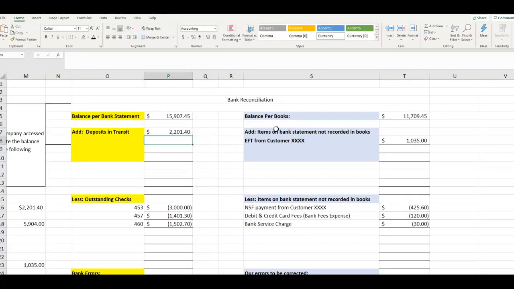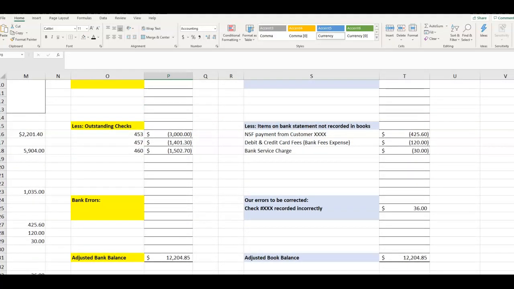2,201.40. That makes sense. Now let's try it. 12,204.85. I'm sure you guys saw my error a minute ago. I just missed it. I put over $10,000 extra there. I wish I could keep it. Wouldn't that be wonderful?